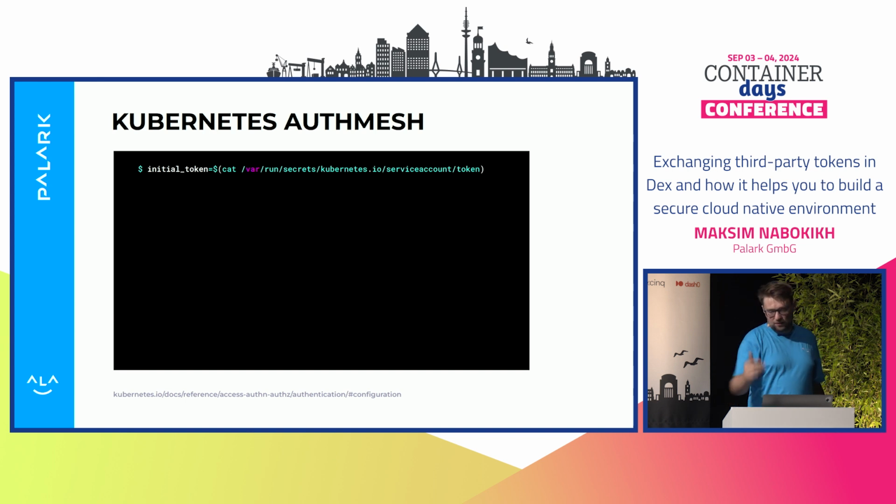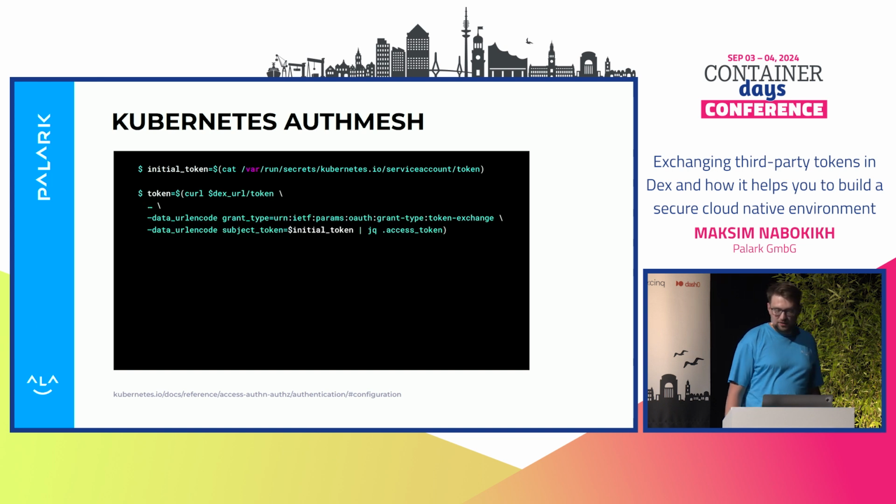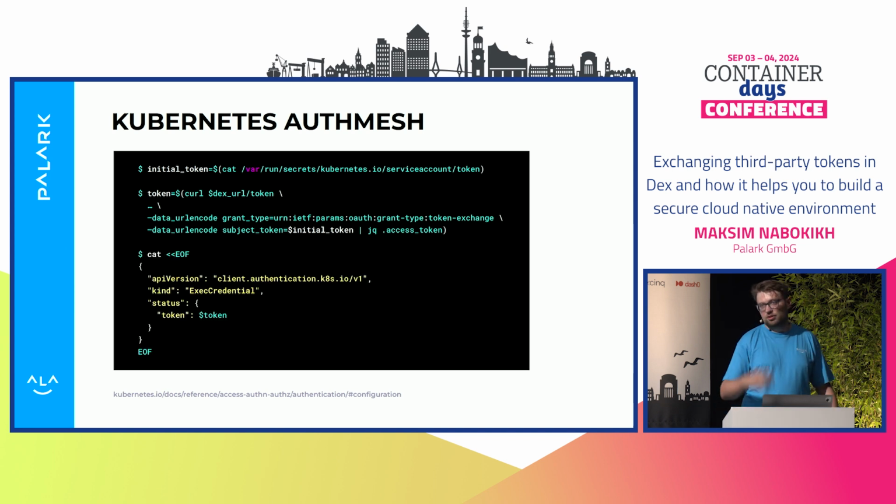This is the first thing. We are getting the service account token data. The next thing, we are sending a request to DEX to exchange the service account token for a DEX token. And the third thing, we are returning the token the way kubectl wants us to return it.